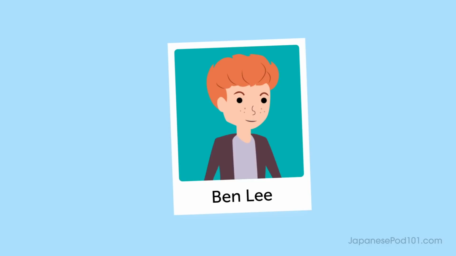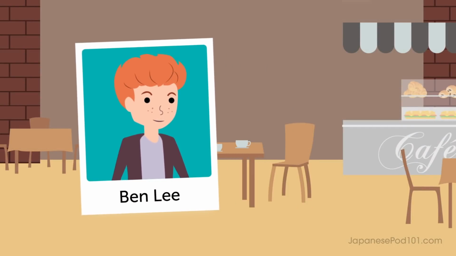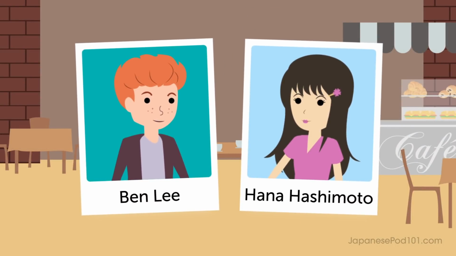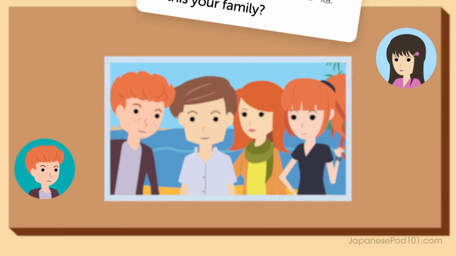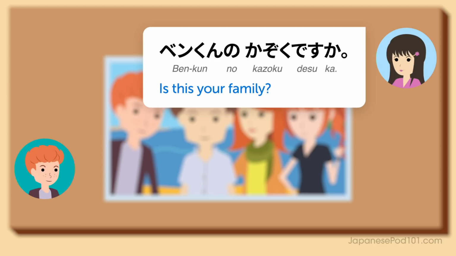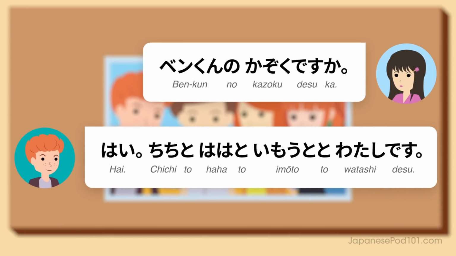This is Ben Lee, and he's at a coffee shop with his classmate, Hana Hashimoto. Ben is showing some pictures to Hana. She points to one of them and asks, "Is this your family?" ベン君の家族ですか? Listen to the conversation and focus on the response. Ready?